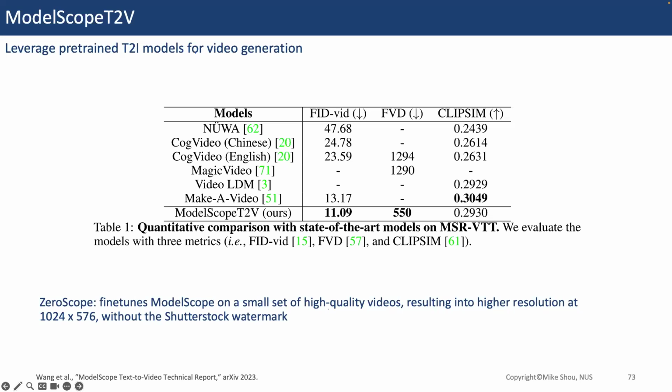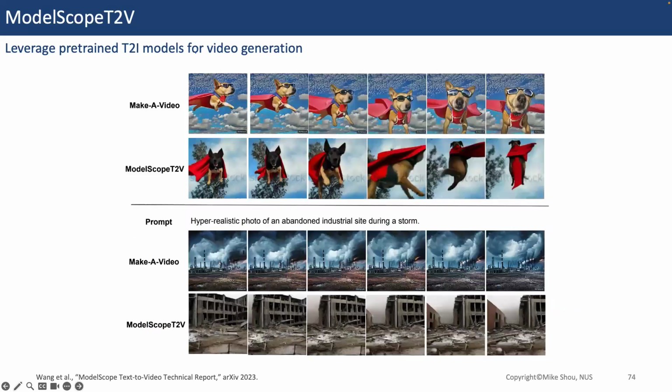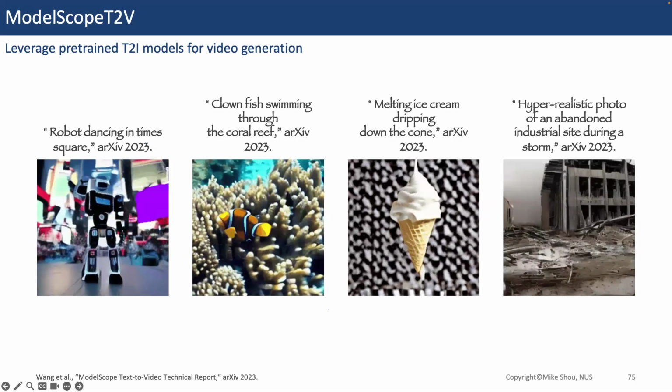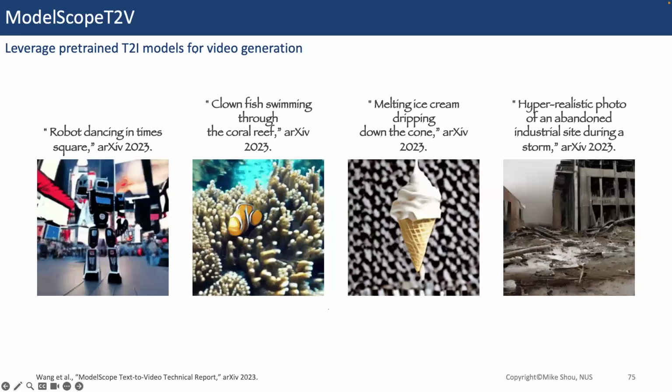To resolve this problem, ZeroScope, another open source work, further fine-tunes the ModelScope model on a smaller but higher quality dataset. So it can remove the watermarks and produce cleaner outputs. Here are some comparisons between the ModelScope model and Make-A-Video models. And more examples here.